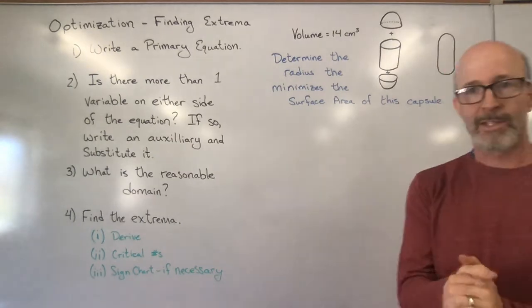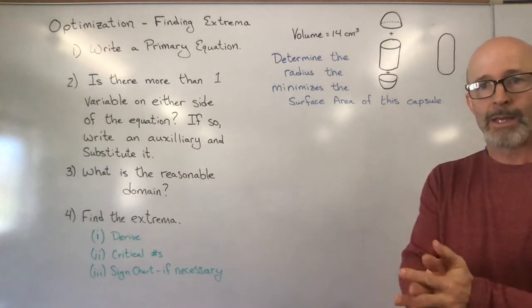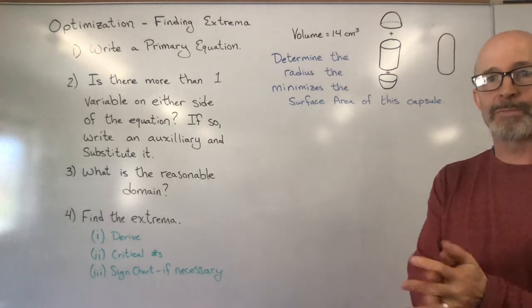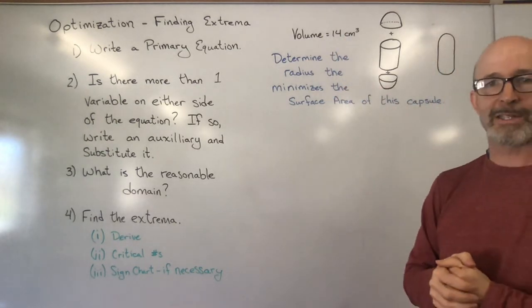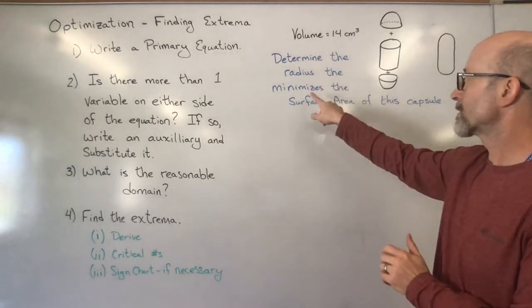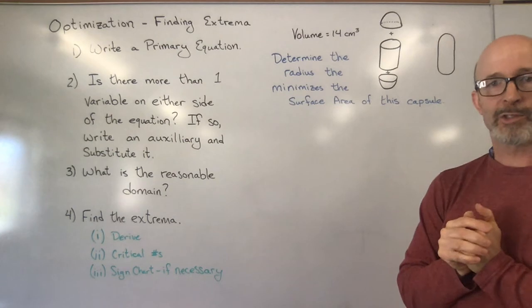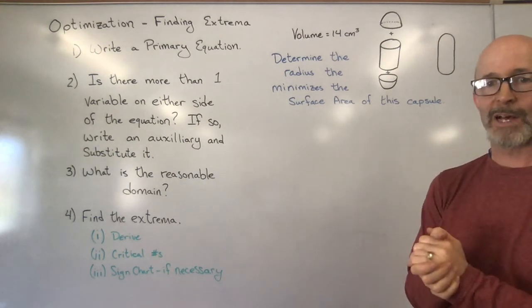I don't know whether this is to hold something important. I don't know whether this is a giant pill for someone. Whatever its use could be, it needs to have a volume of 14 cubic centimeters. Now, what we want to do is figure out what is the radius that's going to minimize the surface area. I wrote this problem as short and sweet as possible.